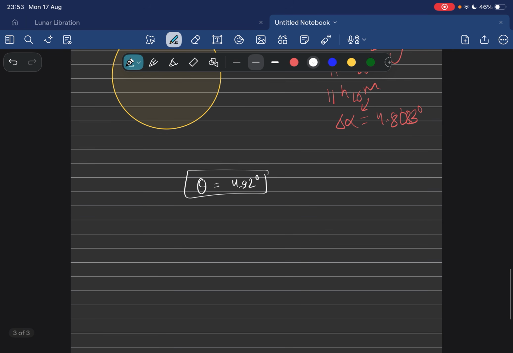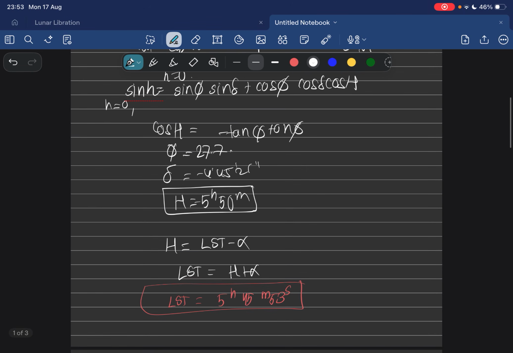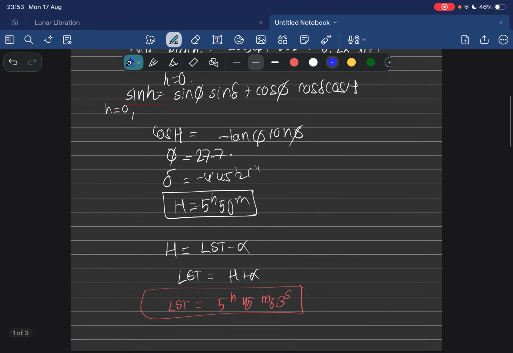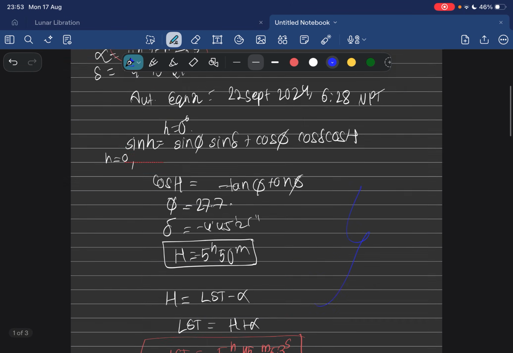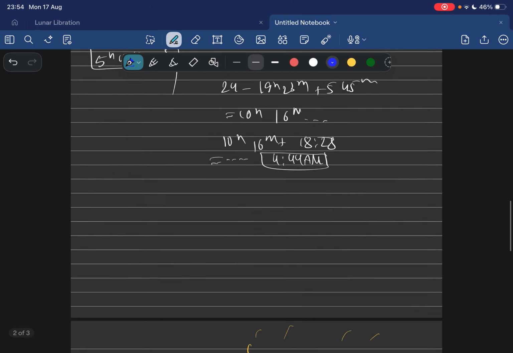We had a couple of formulas like cos s equals minus tan phi tan delta, LST equals sum of our hour angle and right ascension. Those were the formulas needed, and little calculation tricks we need here in the calculation of this. It was an interesting question yet short.